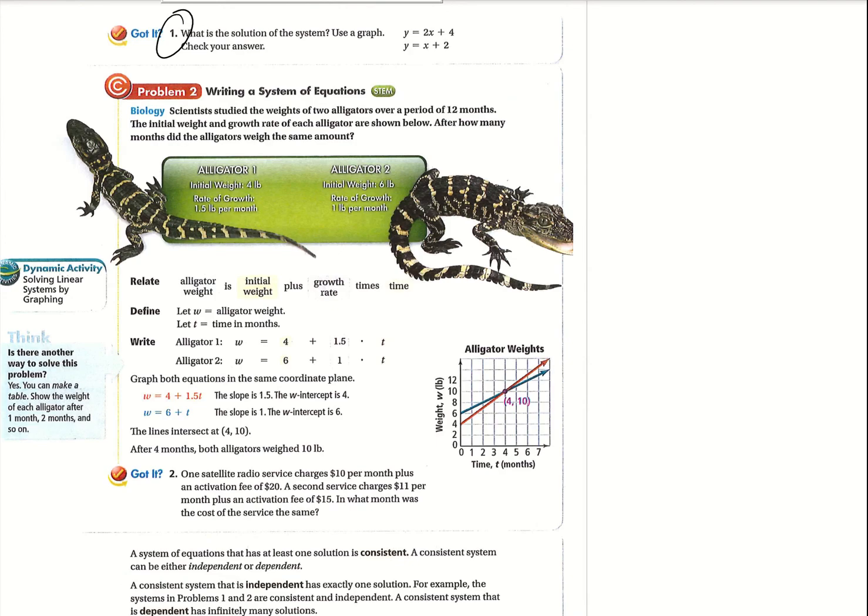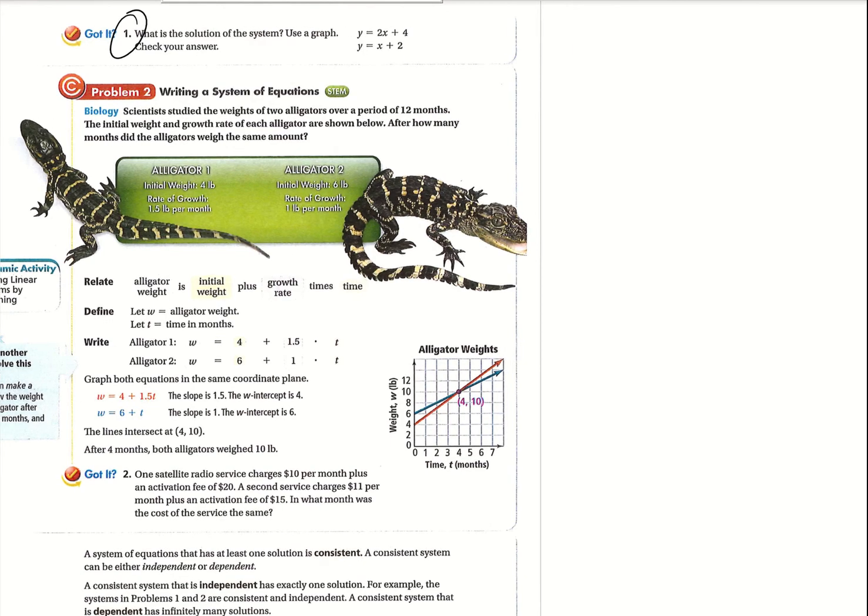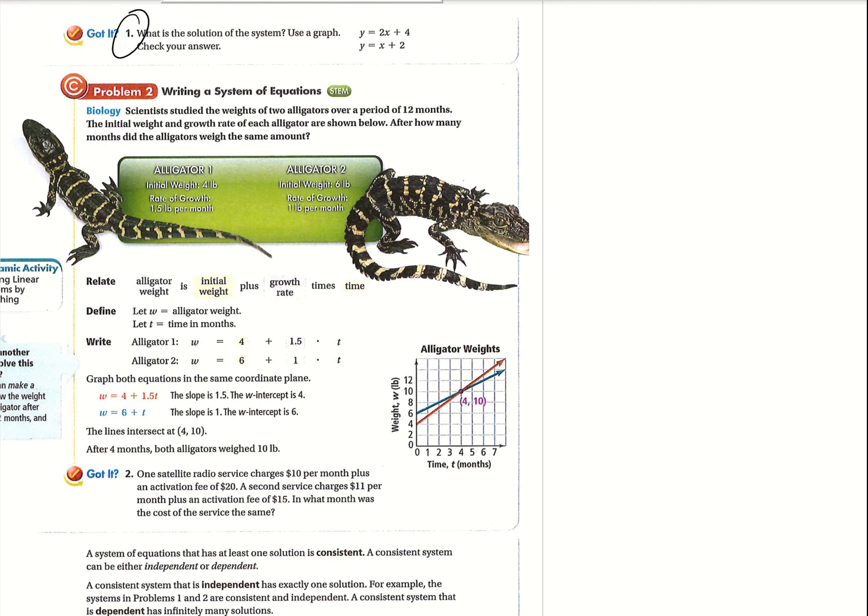All right, so problem 2 is writing a system of equations. This is a real-world problem with biology. Scientists studied the weights of 2 alligators over a period of 12 months. The initial weight and growth of each alligator are shown below. After how many months did the alligators weigh the same amount?